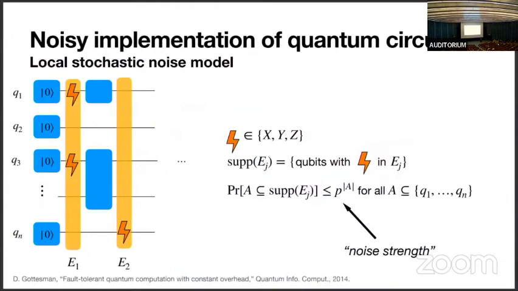And I'm considering a noise model which is called local stochastic or locally decaying noise, which is simply putting Pauli errors between every layer. The probability that a subset of qubits is included in the support of the Pauli should be exponentially decaying in the size of the subset. And the parameter here, P, is called noise rate or noise strength.